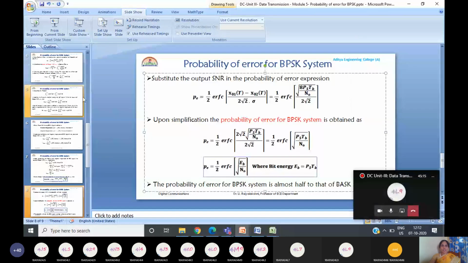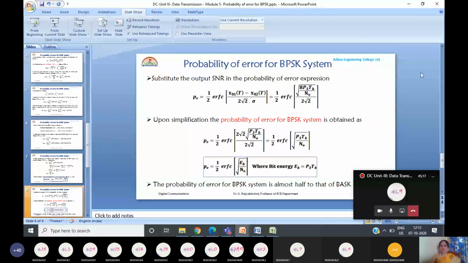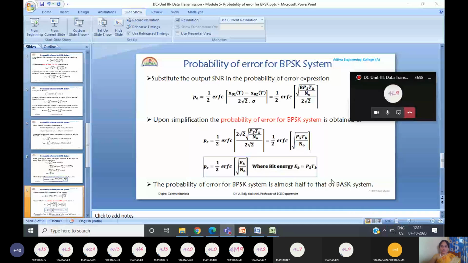Now, with this we can conclude this module, because otherwise you can directly write here that the probability of error for BPSK is almost half that of the BASK system.